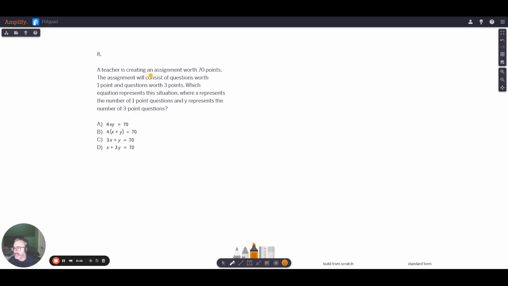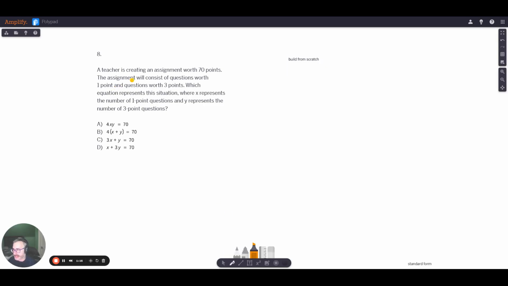A teacher is creating an assignment worth 70 points. The assignment will consist of questions worth 1 point and questions worth 3 points. Which equation represents this situation, where x represents the number of 1-point questions and y represents the number of 3-point questions? If this type of story is familiar, we might be able to use a shortcut, but if not, we can still build it from scratch. Let's take a look at building it from scratch first.